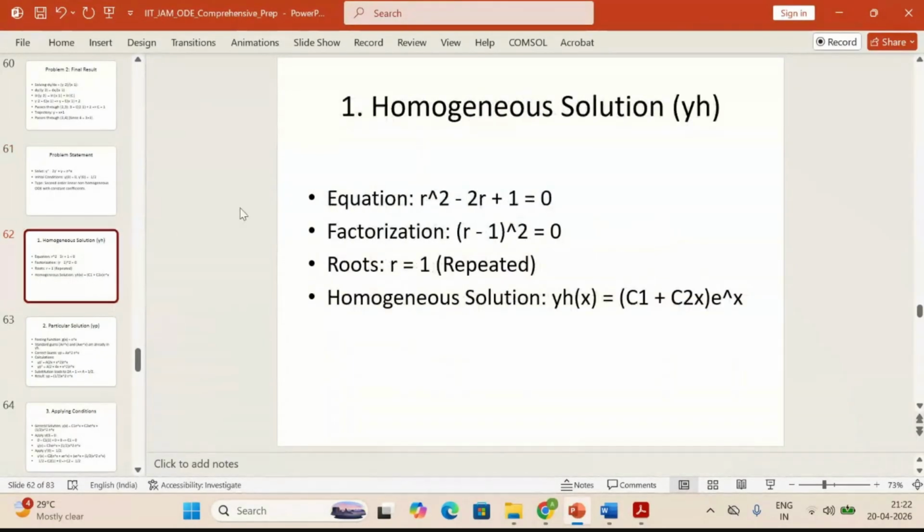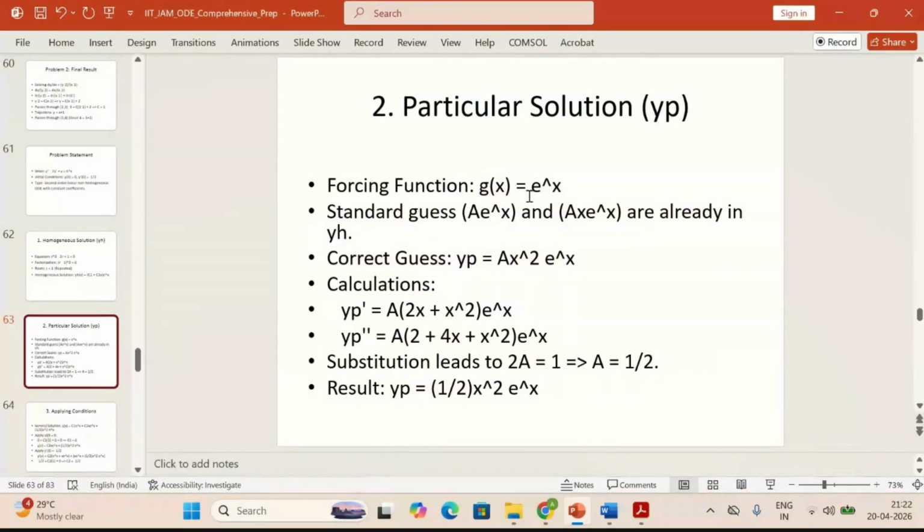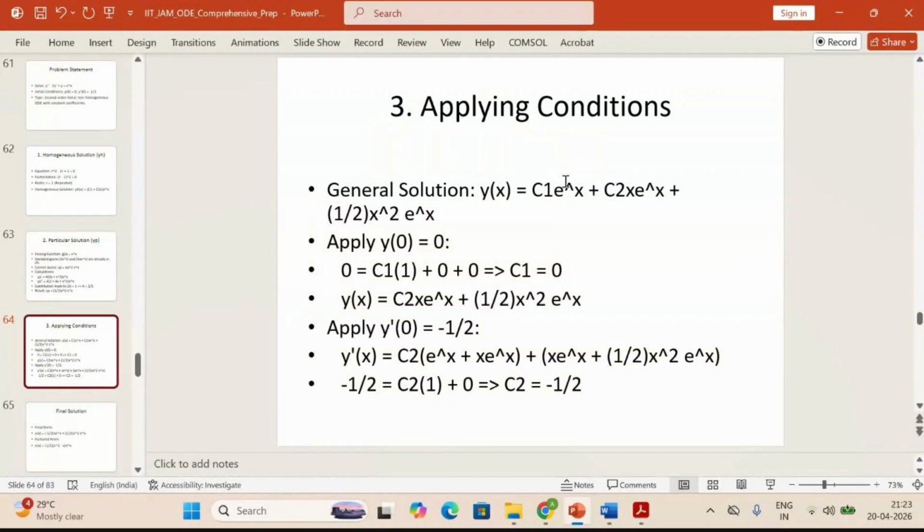So let me show you the solution. The homogeneous solution comes from r squared minus 2r plus 1, which is nothing but (r minus 1) whole squared. So r equals 1 repeated. So the homogeneous solution is (c1 plus c2 x) e to the power x. The forcing function is e to the power x, so a e to the power x and a x e to the power x are already in the homogeneous solution. So the correct guess is a x squared e to the power x. Then we substitute y_p prime and y_p double prime and get 2a equals 1, which means a equals half. So the particular solution is half x squared e to the power x. Finally we have c1 e to the power x plus c2 x e to the power x plus half x squared e to the power x.